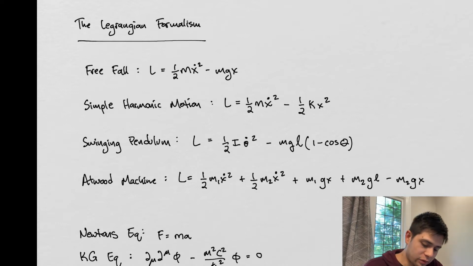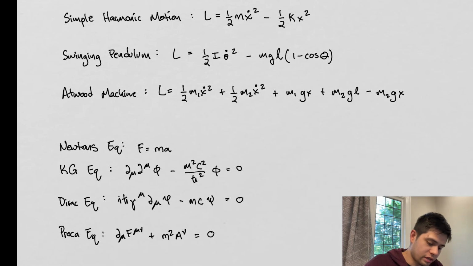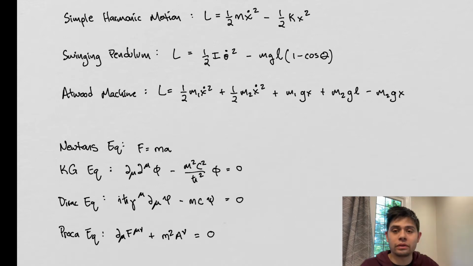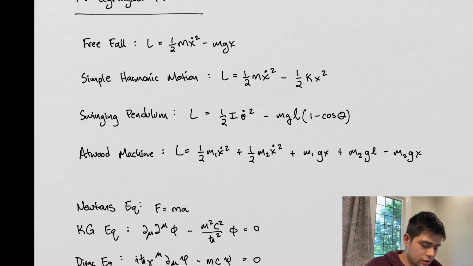Then we have here an Atwood machine. This one's kind of interesting because it has multiple terms. We have 2 kinetic energy terms, right? We have a kinetic energy for one mass and the kinetic energy for the other mass. Then we have potential energies for these masses, and then we have potential energy that's associated with coupling between the two. And so these are just some examples of Lagrangians.